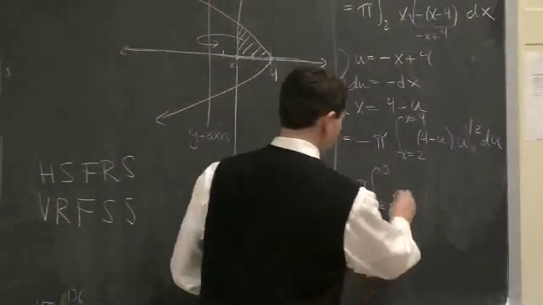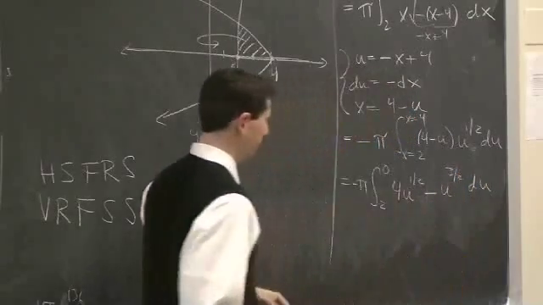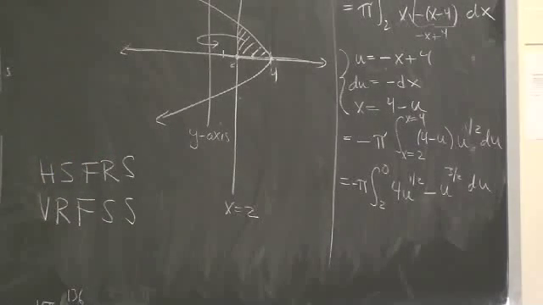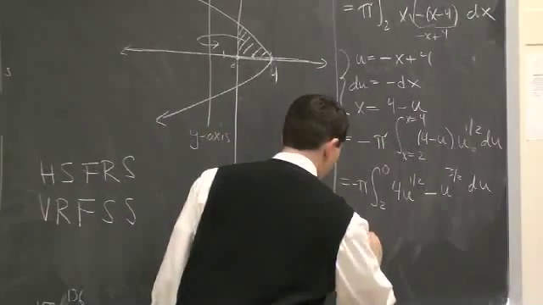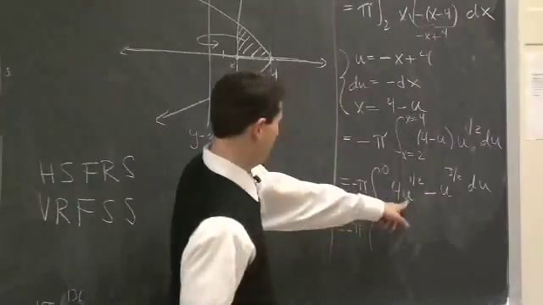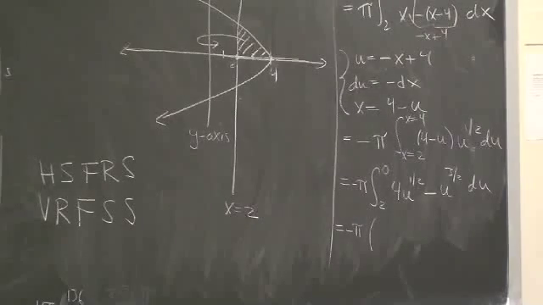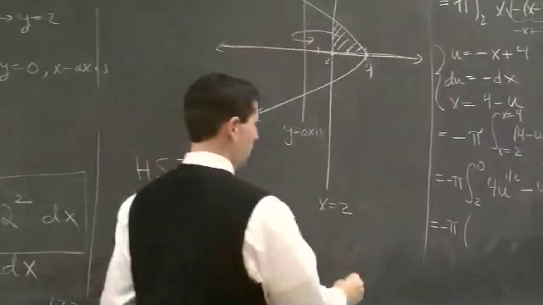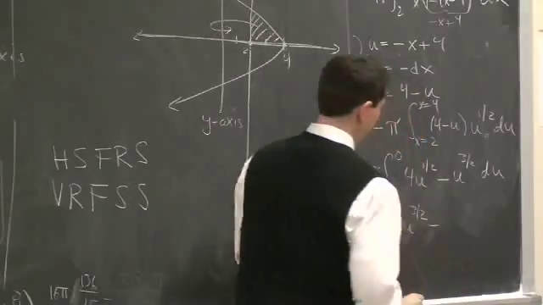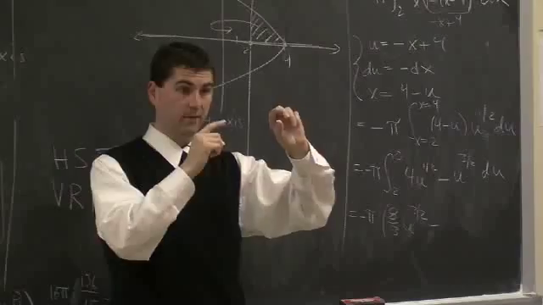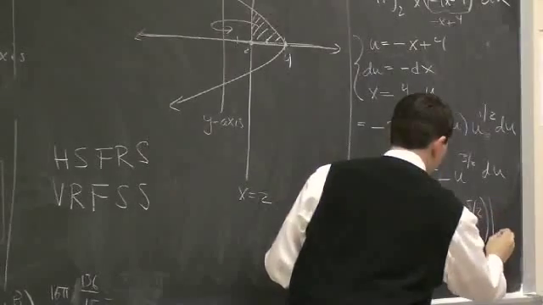Okay, and then this stuff, well, let me just multiply it out. 4u to the 1/2 minus u to the 3/2. So let's see here. 4u to the 1/2. So you got to add 1. That gives you 3/2. Then you have to divide. So it's 2/3 times 4 is 8/3 u to the 3/2 minus, okay, you got to add 1. You get 5/2. You got to flip that. You get 2/5 u to the 5/2. And then we have to evaluate at 2 and 0.